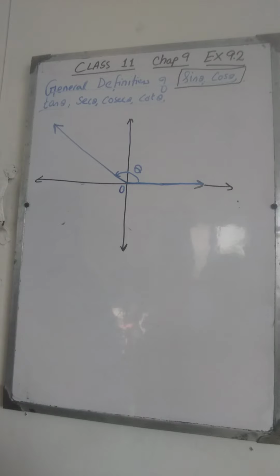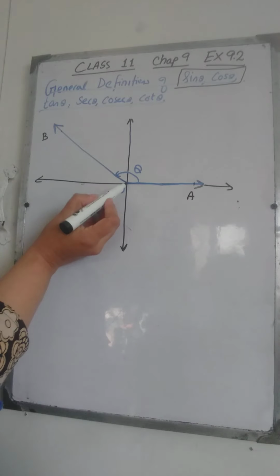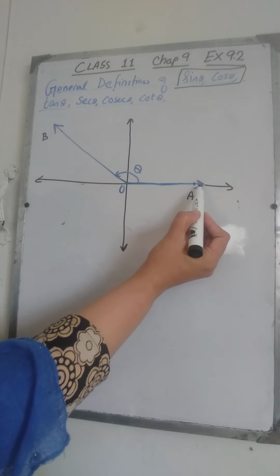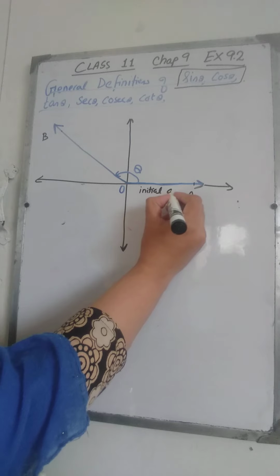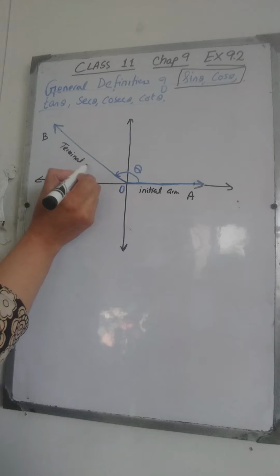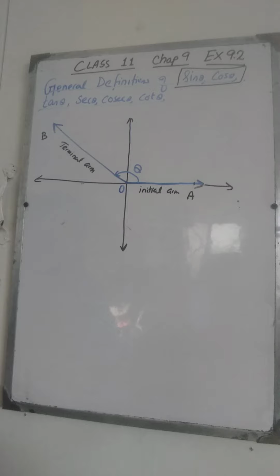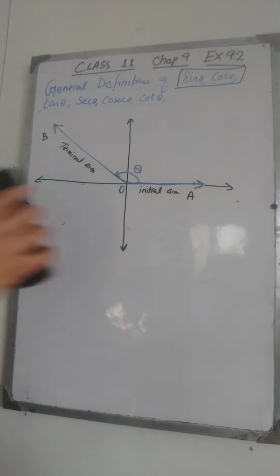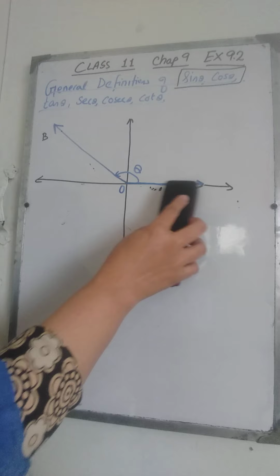Now we know that, let it be A and let it be B. We know that OB is the terminal arm of this angle and OA is the initial arm. This is the initial arm and this is the terminal arm. So what we are going to do is take a point on this terminal arm. We erase this. Do remember that that was the terminal arm and this is the initial arm.